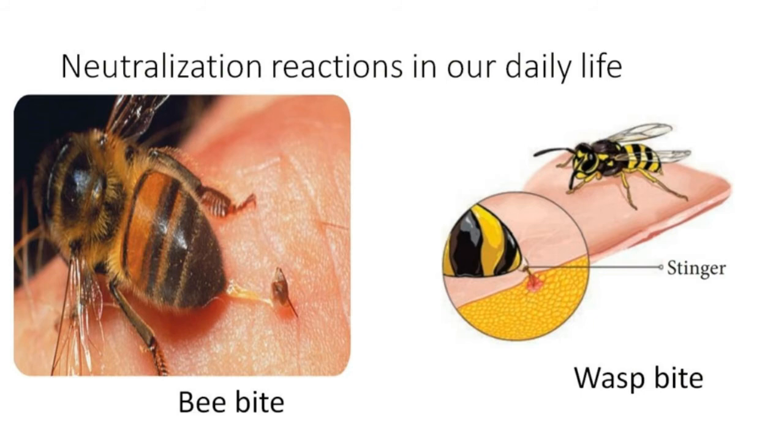First one, bee bite. Whenever bees or red ants bite us, they inject an acid called formic acid into our body. This acid causes burning sensation and pain. To suppress the pain, a suitable base in the form of calcium hydroxide, that is lime paste available at home, is applied so as to neutralize the formic acid. Next, wasp bite. When we are bitten by a wasp, we feel the burning sensation and pain. It is due to an alkaline substance injected by the insect. To neutralize the alkalinity, we use vinegar, which is an acid.